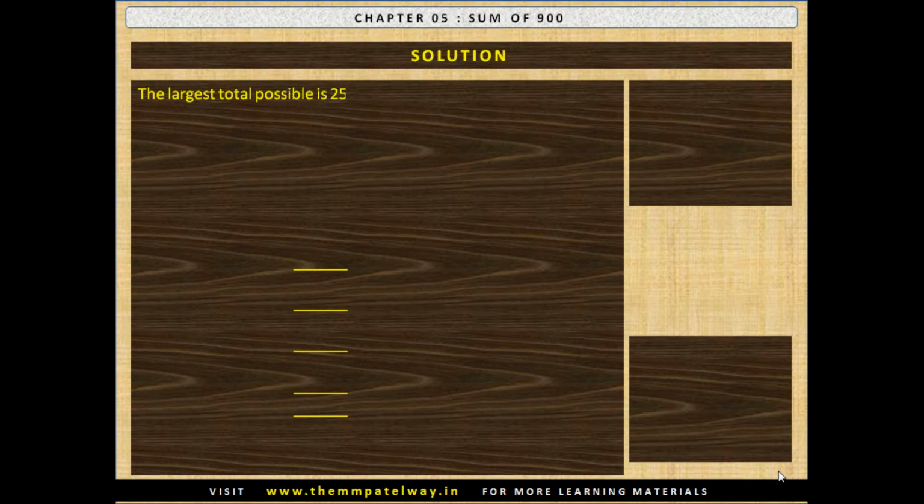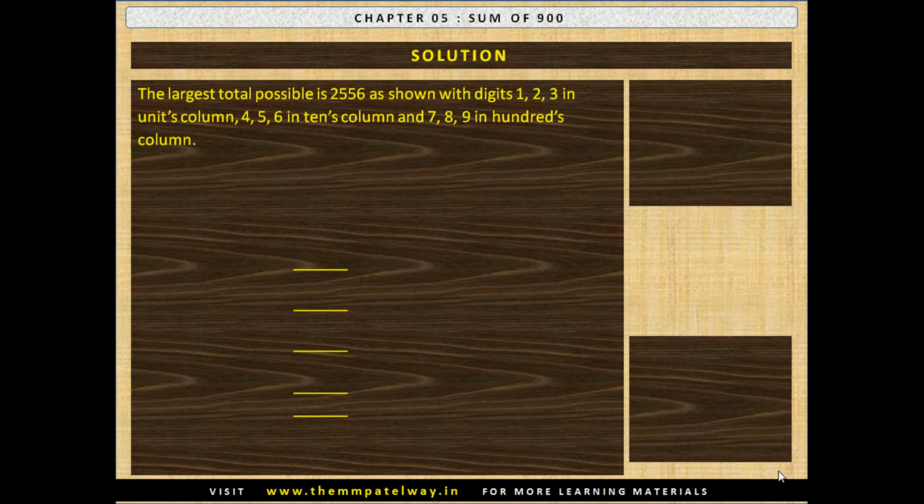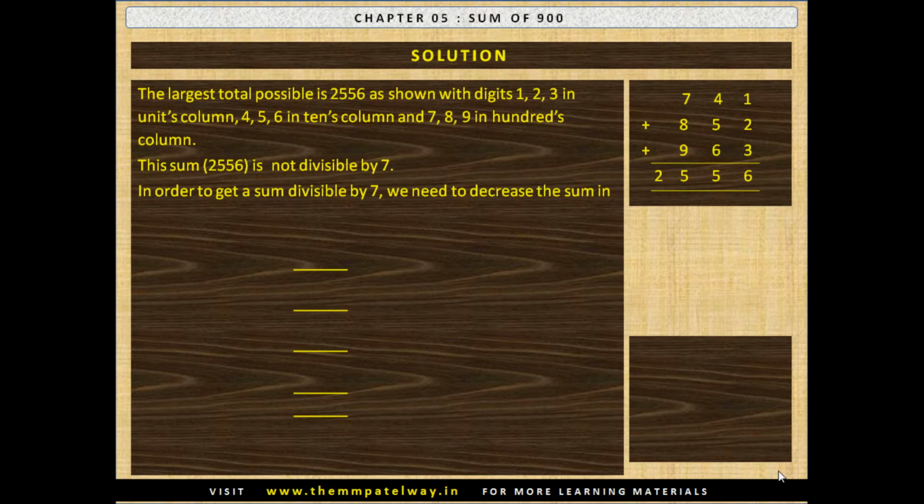The largest possible total is 2556 as shown with digits 1, 2 and 3 in the units column, 4, 5 and 6 in the tens column, and 7, 8 and 9 in the hundreds column. The sum 2556 is not divisible by 7. In order to get a sum divisible by 7, we need to decrease the sum in multiples of 9.